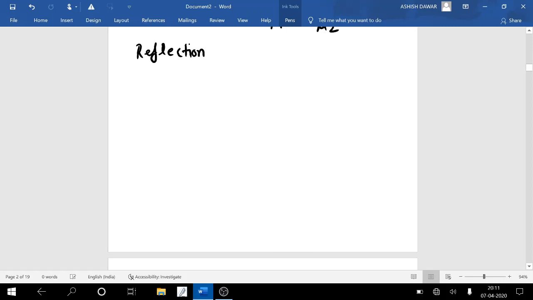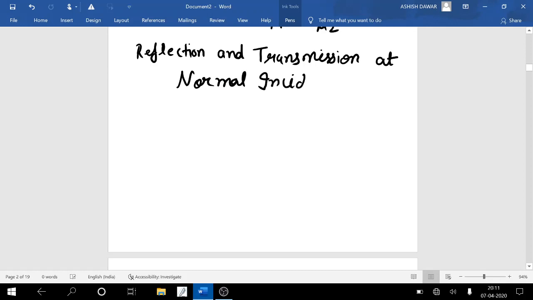Reflection and transmission at normal incidence.